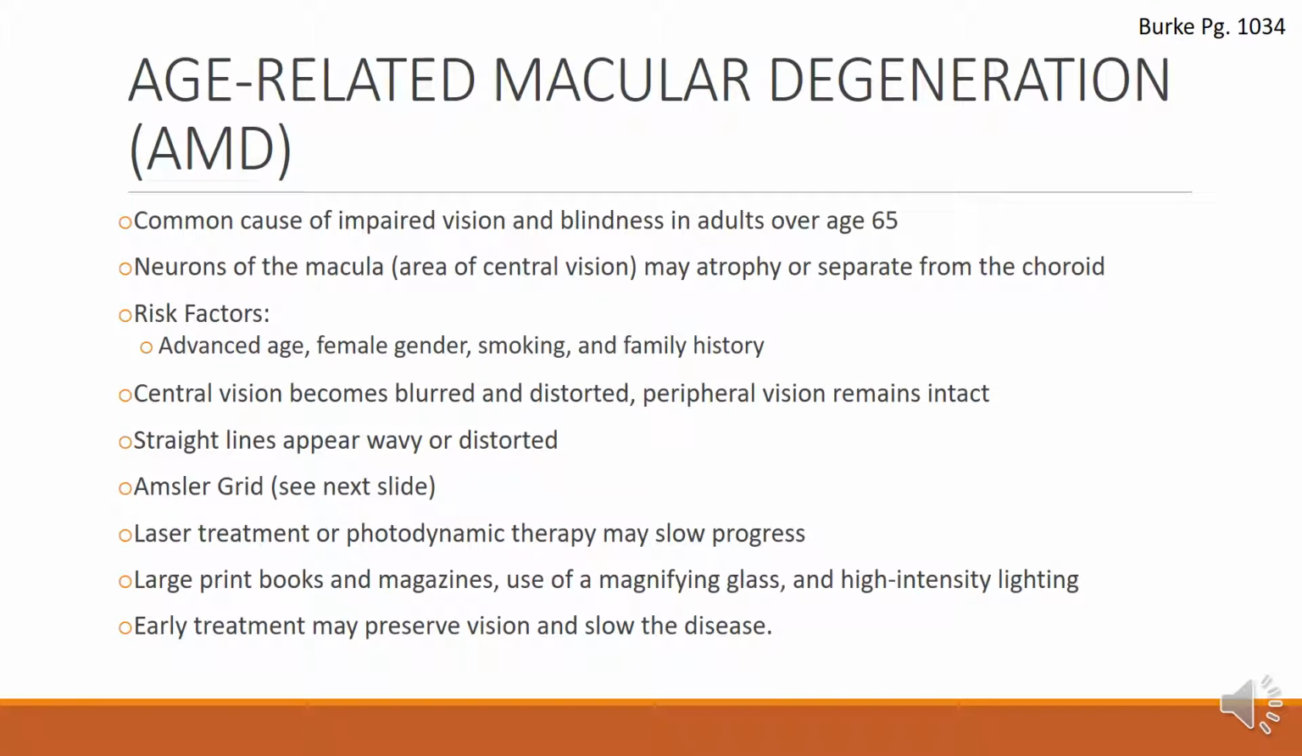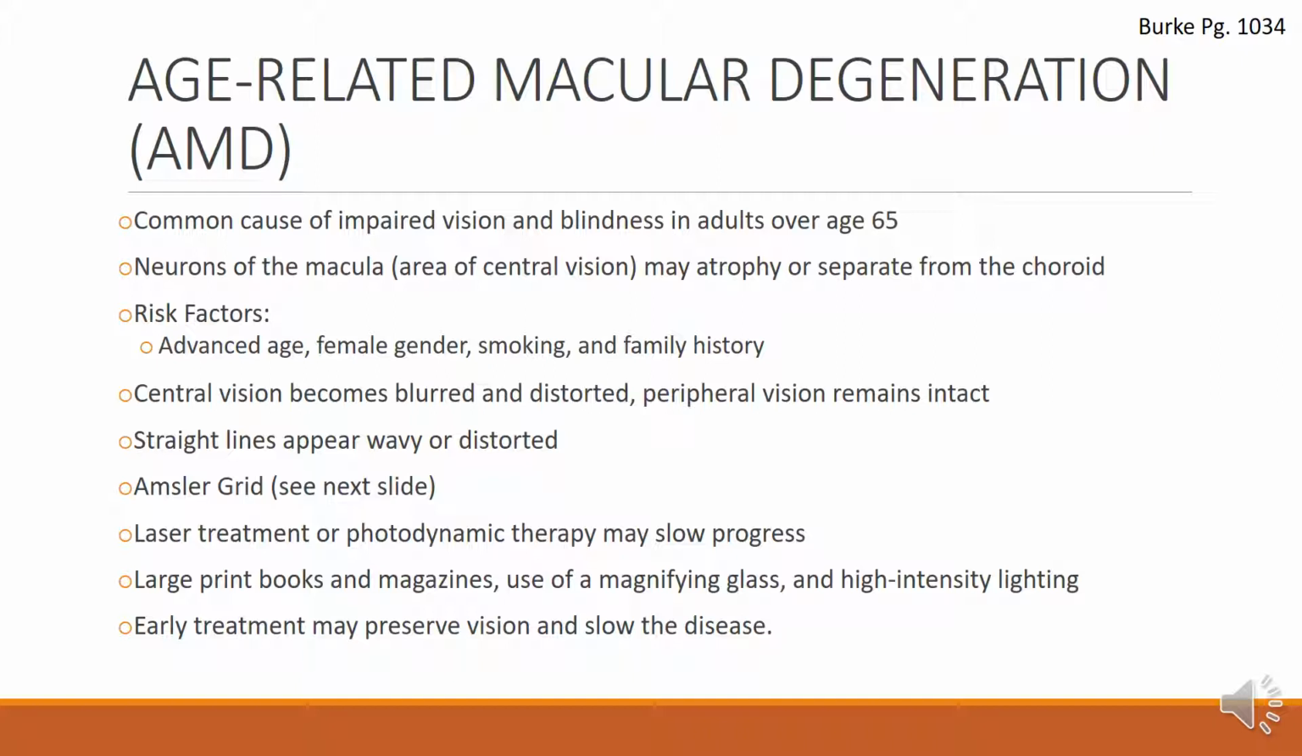Moving on to age-related macular degeneration. It's a common cause of impaired vision and blindness in adults over 65. So age-related, over 65. In this case, neurons of the macula, which is the area of central vision, can atrophy and separate from the choroid. Risk factors with this, again, advanced age, female gender, smoking, and family history.